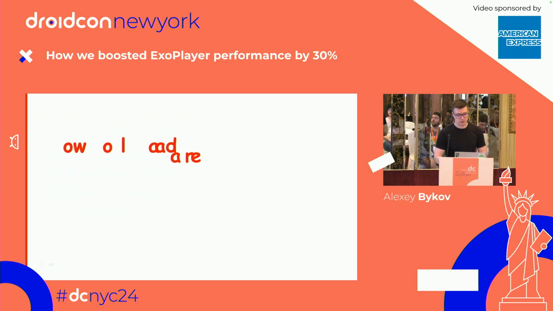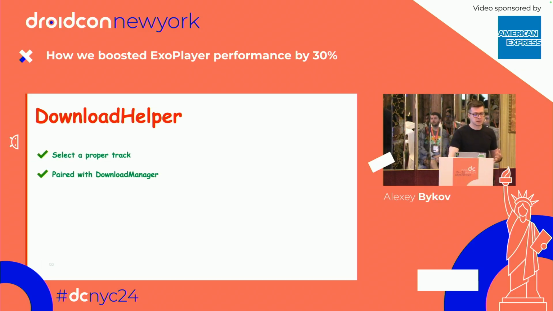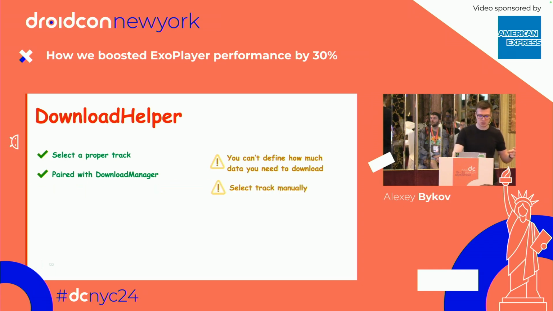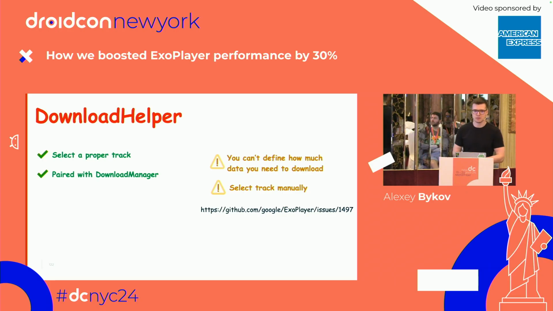So how to deal with adaptive bitrate then? There is a download helper that's going to select a proper track for you, and it's paired with download manager, which is good, but you can't define how much data you need to download. So there is a little bit of a discrepancy. The thing is that it doesn't allow you to define how much data you want to download. Maybe you have a video that's 40 minutes, right? You definitely would not want to download the whole thing. There is an issue about creating an API for this, which is not resolved yet. But we will tell how to deal with it a bit later.